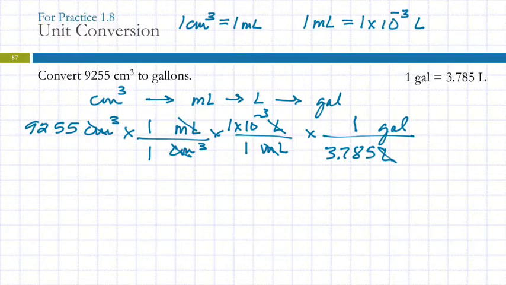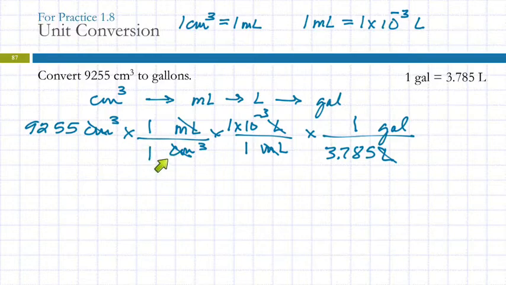So what I'm going to do here is 9255 times 1 divided by 1 times, and now to enter that 1 times 10 to the minus 3, I'm going to go 1 EE negative 3. And then I'm going to divide by 1 and multiply by 1 and divide by 3.785, equals. My calculator is showing me a number. I want to think ahead so I don't have to write down a whole bunch of garbage.